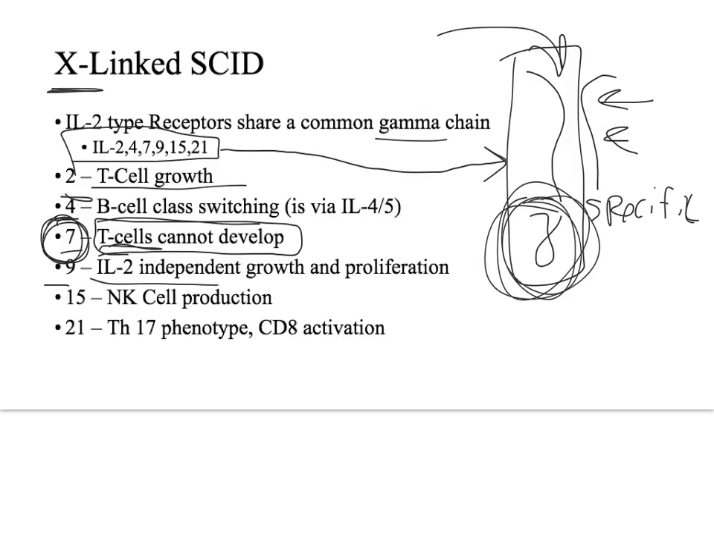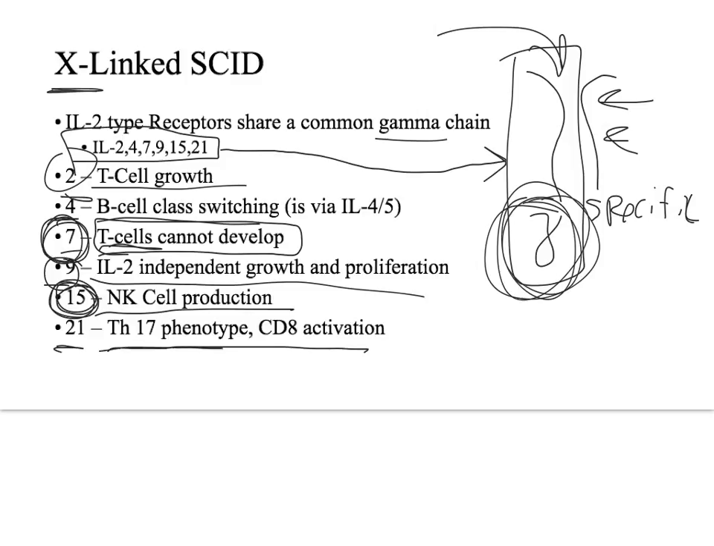IL-9, this is an IL-2 independent growth. So IL-2 is growth, but this is another pathway for growth. IL-15, this is the second most important one. Natural killer cell production. Going to the bone marrow and saying, hey, make some natural killer cells. You're not doing that, you're not going to have any natural killer cells. IL-21, this is what allows T cells to go into the Th17 phenotype, and it activates CD8 T cells.